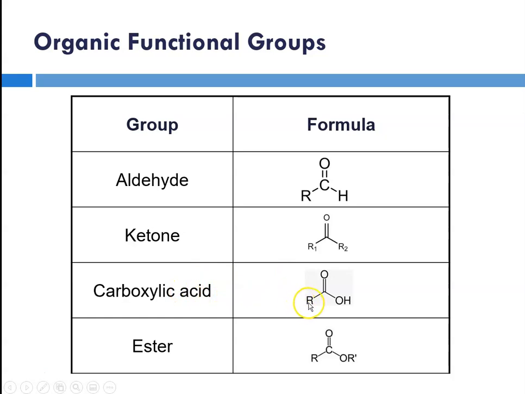Carboxylic acid functional group, you should have seen this also at the junior high. This is some hydrocarbon attached to a C double bonded to an O and single bonded to a hydroxyl, an OH group. And an ester is typically formed from a carboxylic acid, and that is some hydrocarbon group attached to a carbon double bonded to an oxygen, and then single bonded to an oxygen and another hydrocarbon group. So you can see the relationship here. What changes between a carboxylic acid and an ester is, instead of there being an H, there's another functional group.